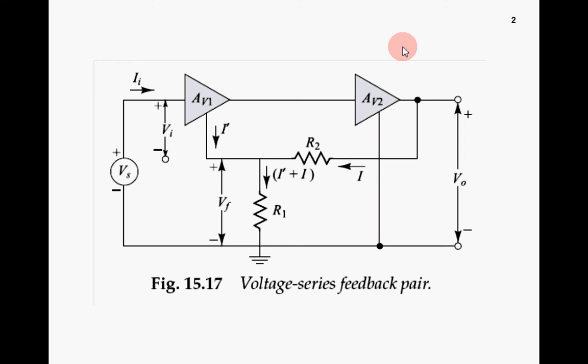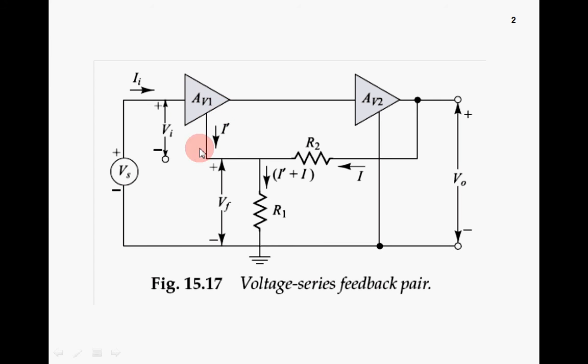The output of the second stage, that is from here, this is the second stage of the amplifier, and the output of this second stage is fed back through this R1 and R2 voltage divider towards the input of this first amplifier. Okay, the output of the second amplifier is fed back through this voltage divider network R1 and R2 towards the input of the first amplifier, which is having gain AV1.